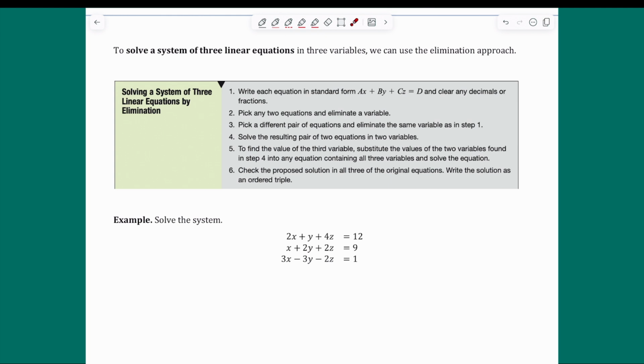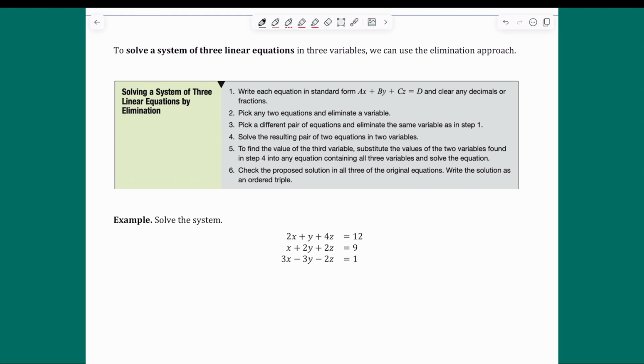And then 6, which I'm probably not going to do here because the video will be pretty long if I continue that, so we'll probably skip step 6. That step is to check the proposed solution in all three of the original equations. Write the solution as an ordered triple.